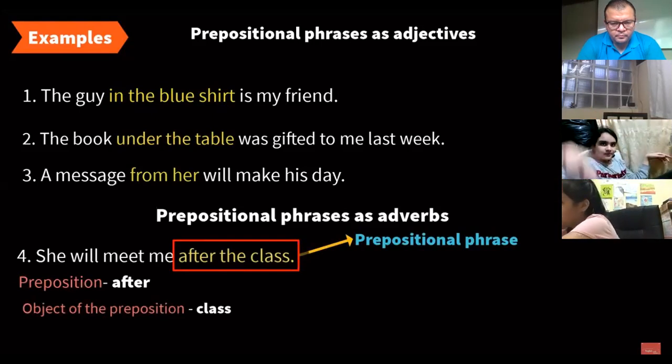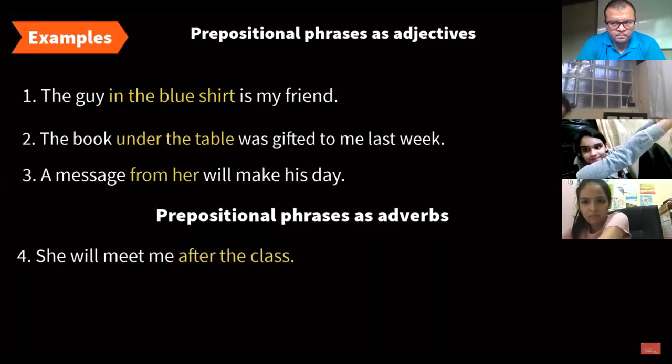She will meet me when? After the class. So it's telling us when the action will happen. She will meet me after the class. Let's look at the next example.